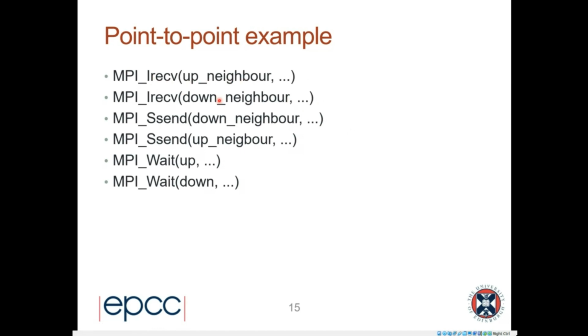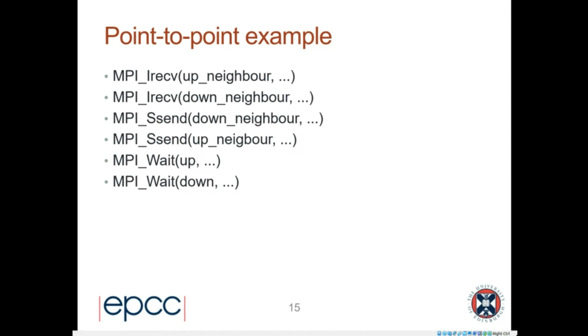I've posted a receive to my up neighbor and a receive to my down neighbor, and I've sent to my down neighbor and sent to my up neighbor. Okay, that seems like the right thing to do. But what happens if there are only two processes? So your up neighbor and your down neighbor are the same thing. So if I'm rank 0, I'm receiving from rank 1 and rank 1, and then sending to rank 1 and sending to rank 1. Okay, so imagine your up neighbor and your down neighbor are the same process.